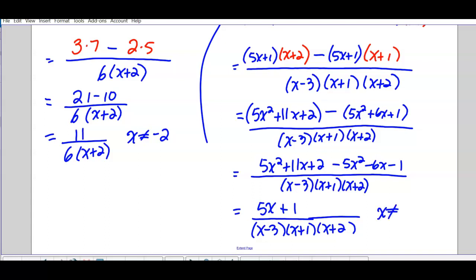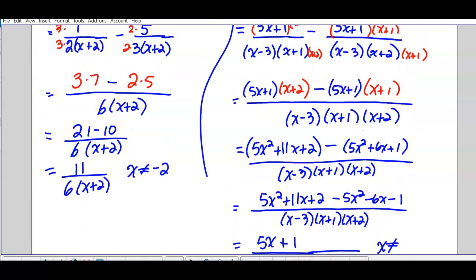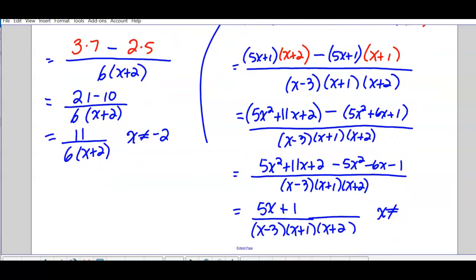And then state your restrictions. Okay. So we never divided out anything from a denominator. So you can use the last one. Or go back and just take a look here. Just in case. So 3, negative 1. We already have the 3, negative 2. So negative 2, negative 1, 3.